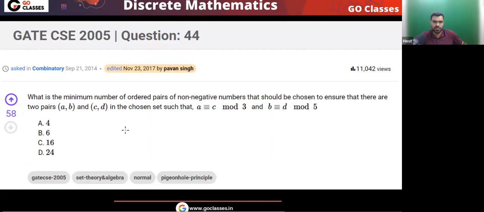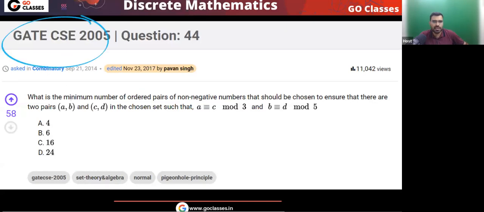So in this session, we are going to solve some questions on pigeonhole principle. In the previous lectures, we have seen what is pigeonhole principle. Also, we have seen the generalized pigeonhole principle. In this lecture, we are going to solve some GATE exam questions and some more practice questions from Kenneth Rosen. So let's start.